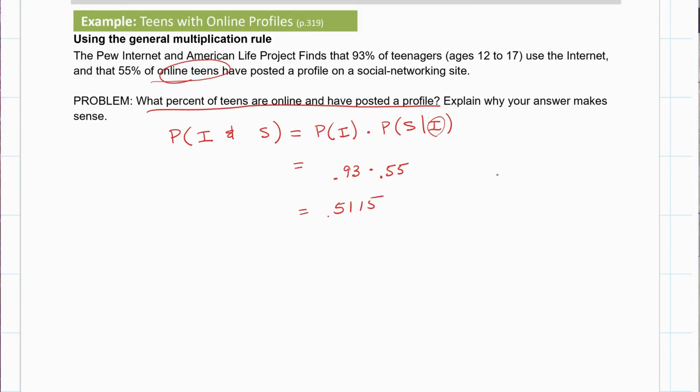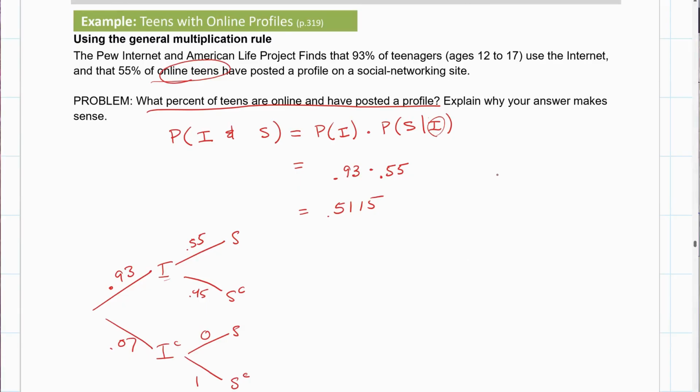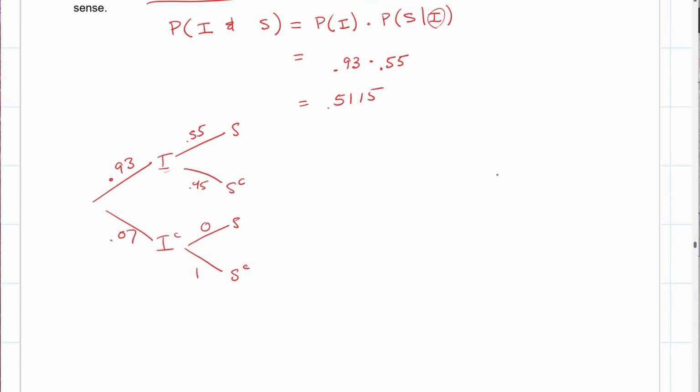Now, again, if it's helpful, you could have thought of that as being online versus not being online. And 93% of teens are online. Social networking was 55% of the online teens. If we wanted to pull this off, we could say, well, that's 45% for the people who are not on social networking. Among the teens that are not online, 0% have social networking and 100% are not social networking. So you could see how the rest of that table would look. All right, let's go on to the next page.